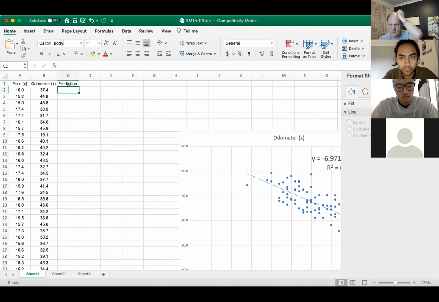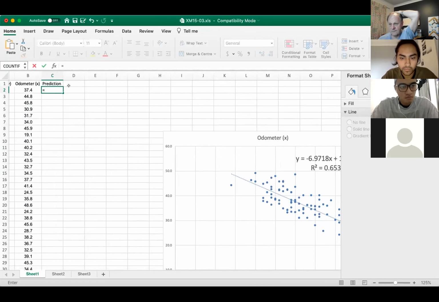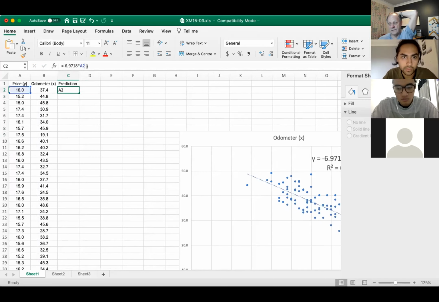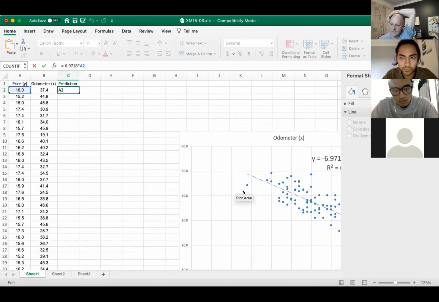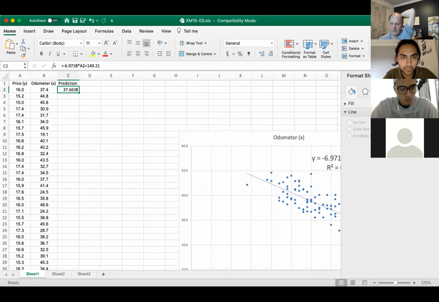So under C, equal negative 6.9718, times, and then click on A2. Enter. Then draw your graph so I can see the full formula. There's plus 149.21. Not equal, plus 149.21. Press enter and drag that, right click in that little corner.